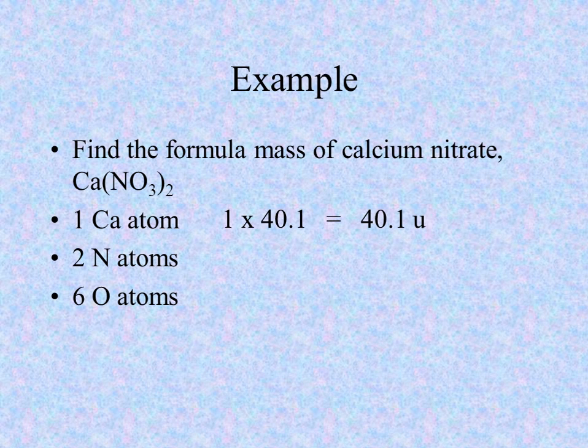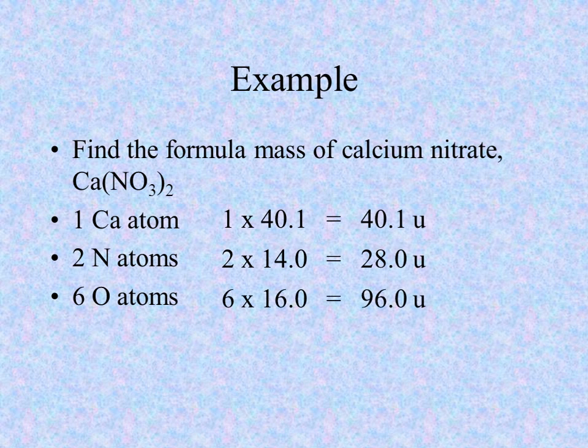So 1 times 40.1 for calcium. For nitrogen, 2 times 14.0. And for oxygen, 6 times 16.0. And then we sum total these amounts. And in this case, because we're adding, we go with the least accurate decimal place for our rounding. They all go to tenths, so we aren't going to need to cut any answers or any decimal places off. And we come up with a final answer, a final formula mass of 164.1 atomic mass units.